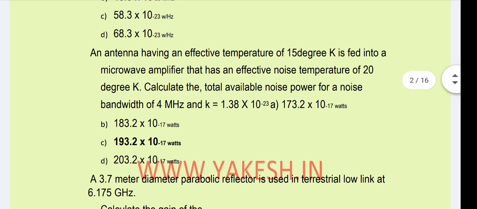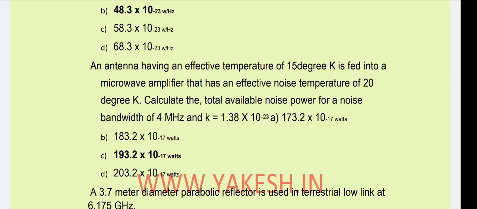Next question. An antenna having an effective temperature of 15 degree K is fed into a microwave amplifier that has effective noise temperature of 20 degree K. Calculate the total available noise power for a noise bandwidth of 4 MHz and K equal to 1.38 into 10 to the power minus 23. Option C is the correct answer, 193.2 into 10 to the power minus 17 watts.